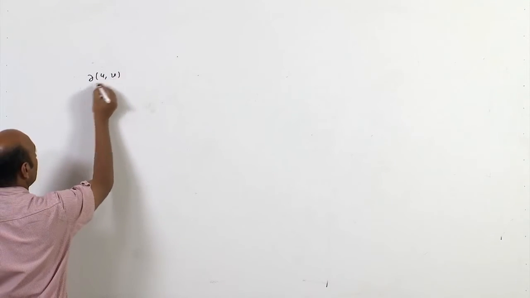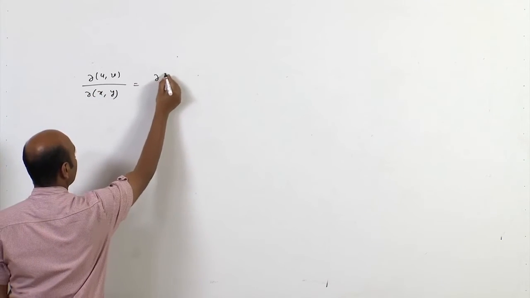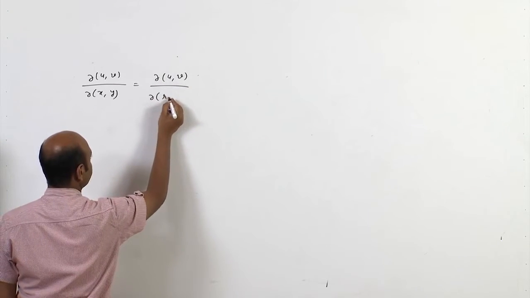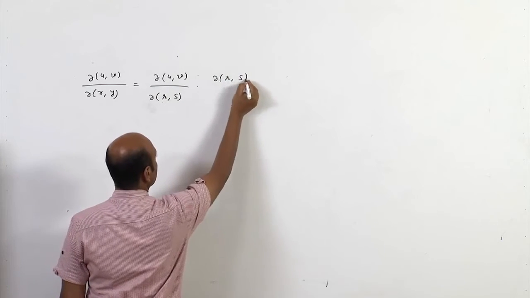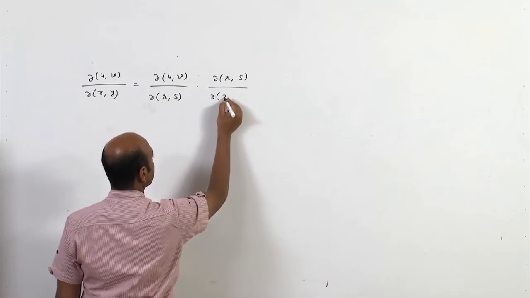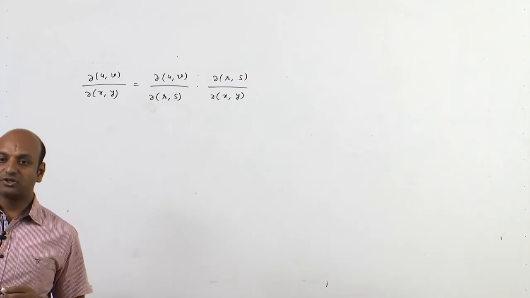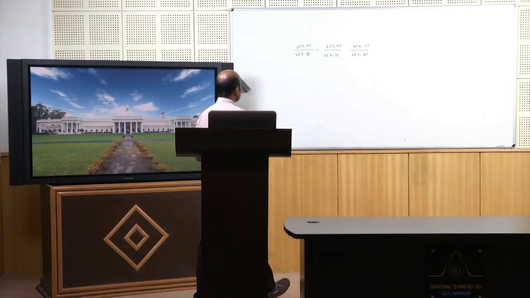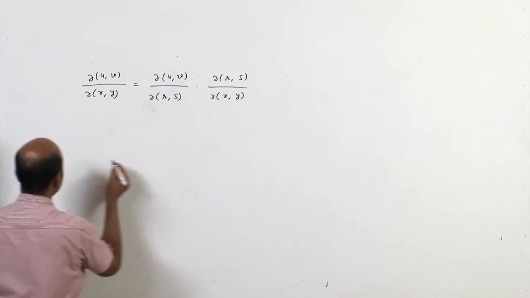Del of uv upon del of xy can be written as del of uv upon del of rs into del of rs upon del of xy. So, this is basically the chain rule property of Jacobians. And the proof of this is also easy. Let us try to prove it. Let us take the right hand side.